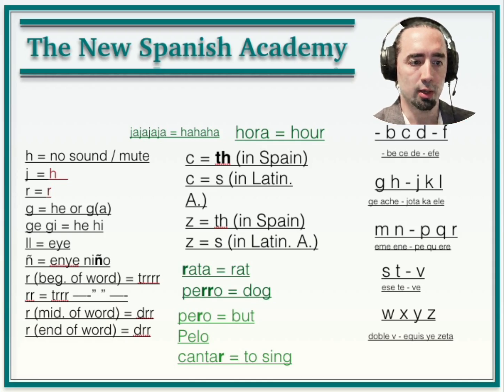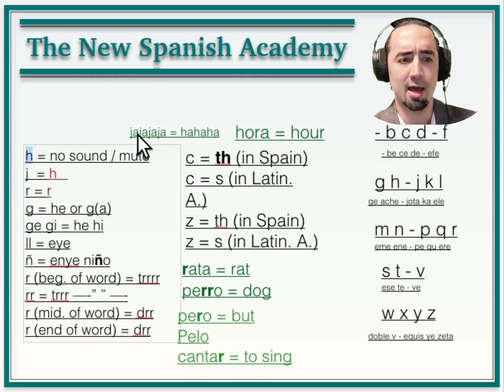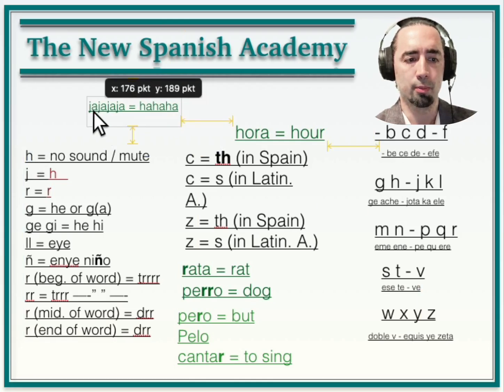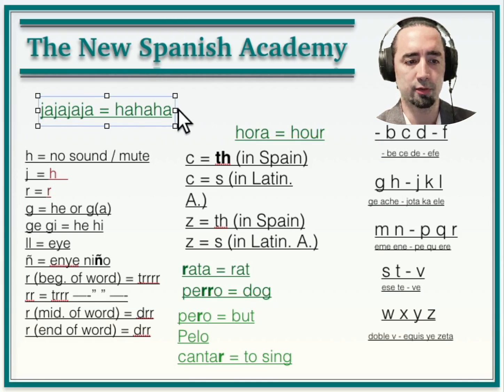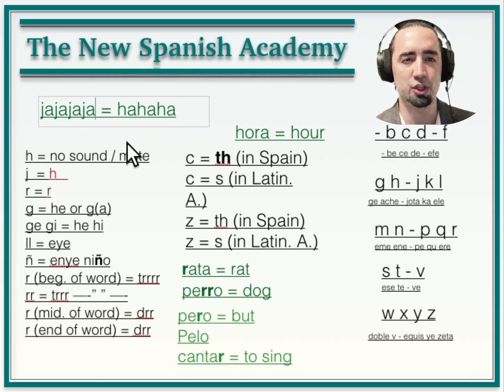Okay, so as I said, the H is mute, it has no sound. So how do people say ha ha ha when commenting on a chat or a movie or something that's funny? Well, people write, maybe you have seen it, J-A, J-A, because J in Spanish is ha ha ha. Alright, so you would say this in a chat room.